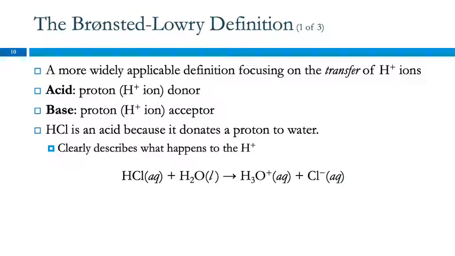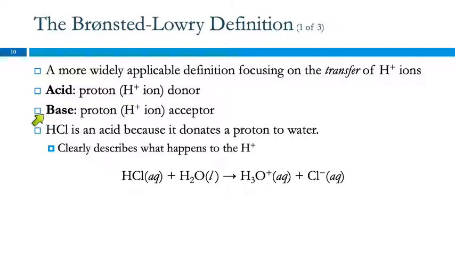Another definition of acid and base is the Bronsted-Lowry definition, and this applies to a wider range of compounds. Here, instead of focusing on the formation of hydrogen ions in solution, we're talking about the transfer of hydrogen ions from one thing to another. And so the acid is the hydrogen ion donor, or the proton donor, because a hydrogen ion is a proton. And the base is the proton acceptor. So the base accepts the proton, the acid donates the proton.